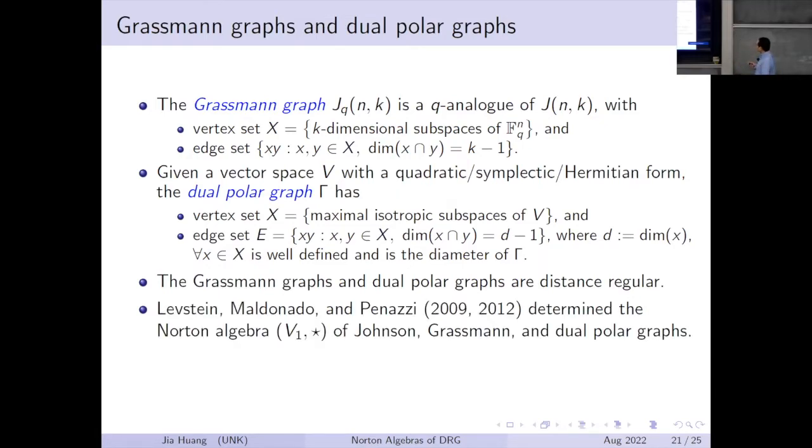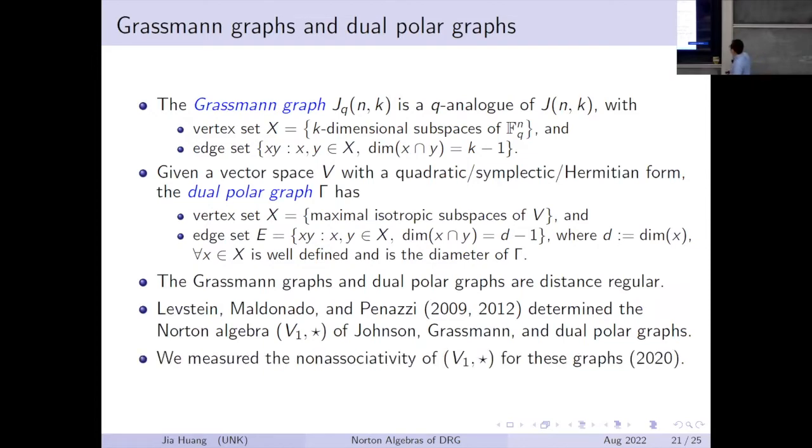And we have some results on the Norton algebra of these graphs. There's a previous work by Gijswijt, Maldonado and Penazzi on the Norton algebra V1 of these graphs. V1 corresponds to the second largest eigenvalue. The largest one is kind of trivial, but the second largest one is the next interesting case. And then they got some results, and based on their results on the Norton algebra of V1, we were able to determine the nonassociativity of this product.